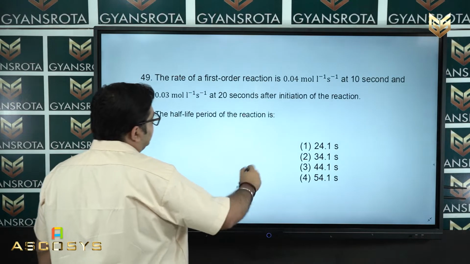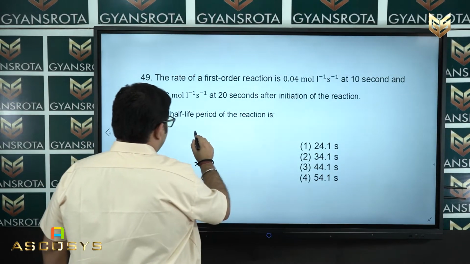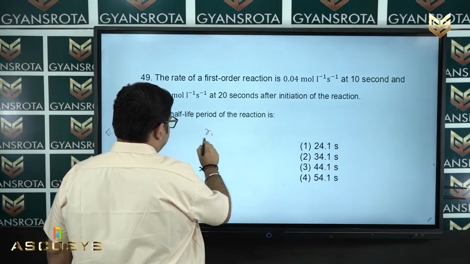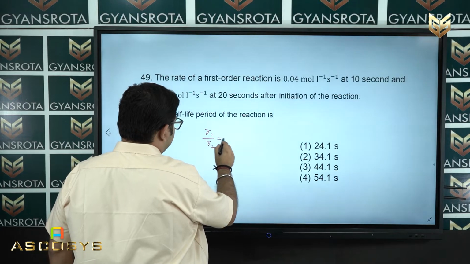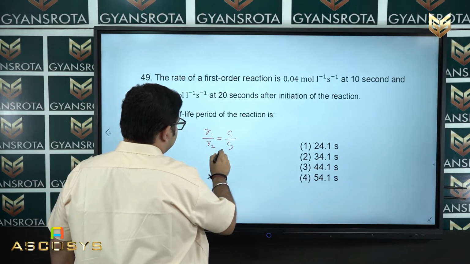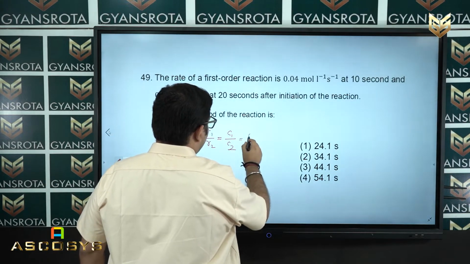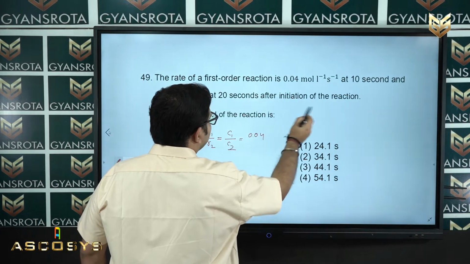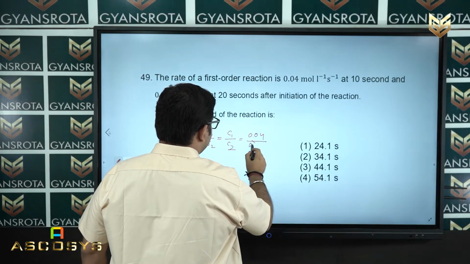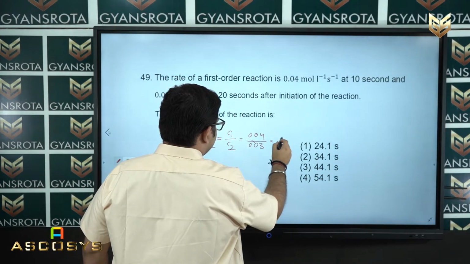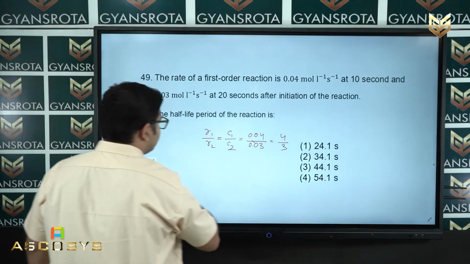So, if you see here, they are giving us one term, that is R1 by R2, which is nothing but C1 by C2. And what is C1? They are giving us 0.04 and C2 as 0.03. So, it is coming as 4 by 3.